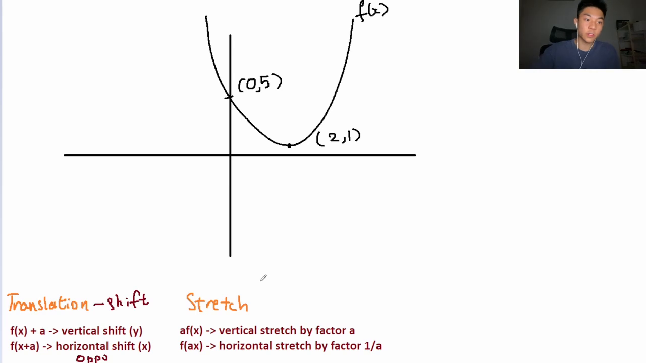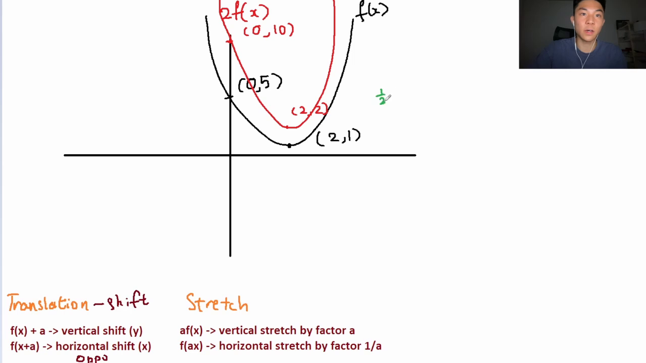So now let's look at stretching. So again, when we multiply by a number that's outside of the bracket, it will be a vertical change. So let's say I have 2 f of x, right? So we multiply f of x by 2. So that means we're multiplying our y coordinate by 2. So my (0, 5) will become (0, 10), right? My x coordinate stays the same. And my (2, 1) will become (2, 2). So my new graph will look like this.